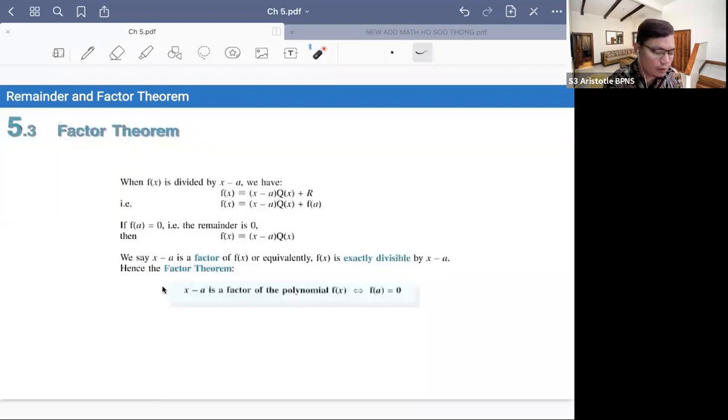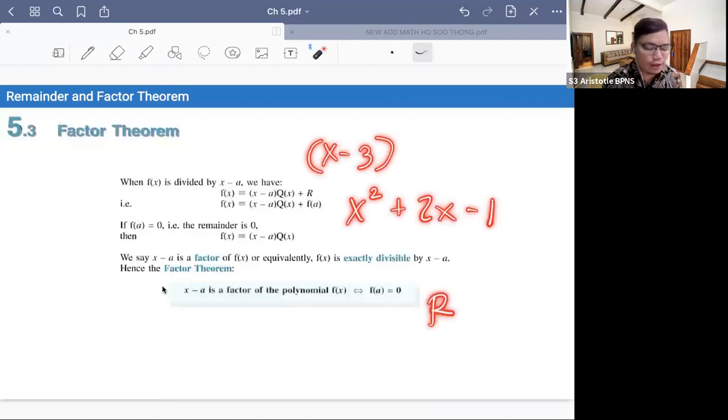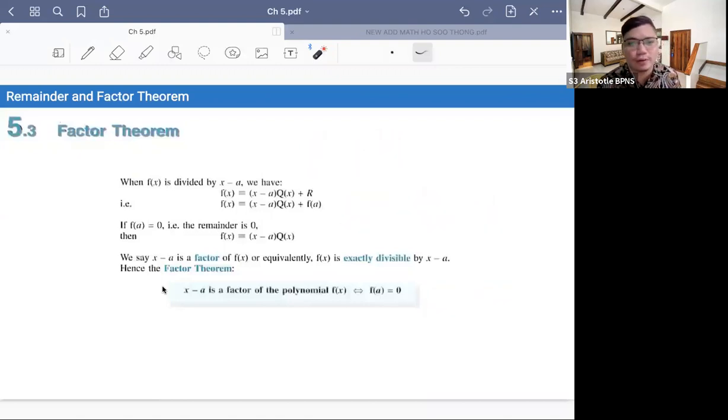For example, if you divide x squared plus 2x minus 1 by x minus 3, your remainder is equal to 0. So basically, when you apply the function, you'll get 0 as your answer. All right. So how do we prove this? All right. So let's have some examples.